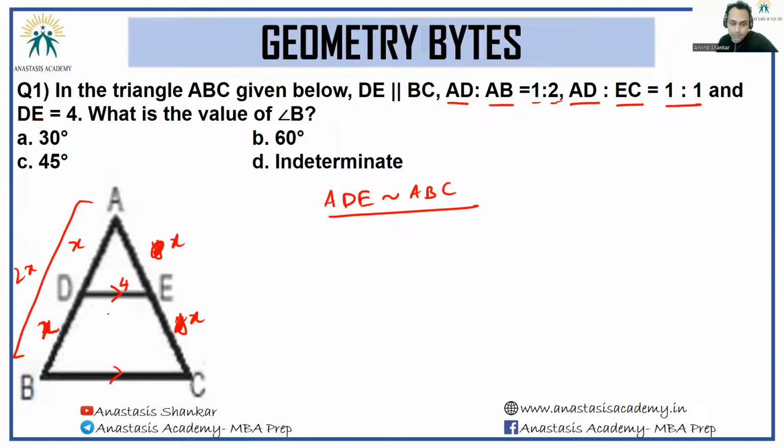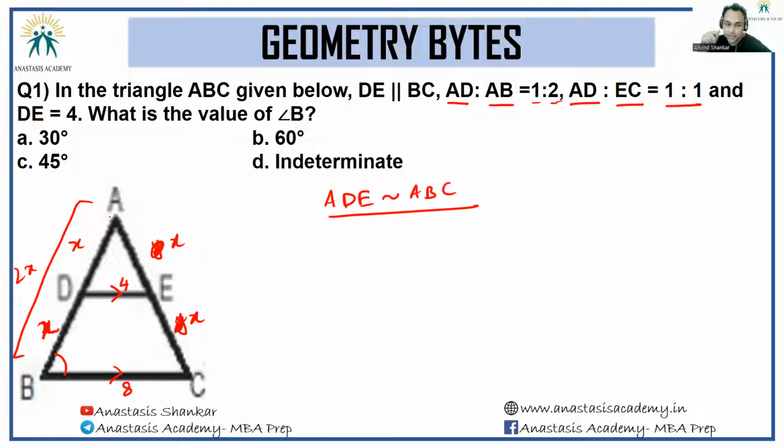Now if DE is equal to 4, we know that DE is to BC should be in the ratio 1 is to 2. So we know BC is 8. This is also known. What is the value of angle B? Now the value of angle B, that cannot uniquely be identified.